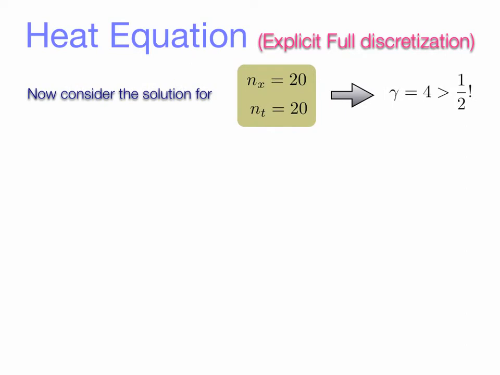Now let's attempt the same solution with a different discretization. This looks quite refined. Certainly we have more than 9 points along the x direction; we have 20. But if we pick the temporal discretization willy-nilly and just pick it to be 20, which looks refined enough, we see that gamma in this case is 4, which is much larger than our critical value, half. So if we attempt a solution like this, it will be unstable.